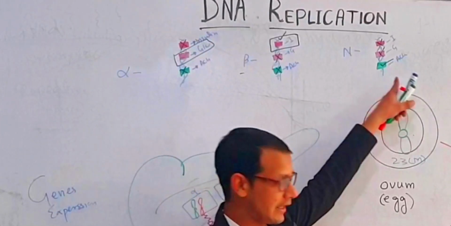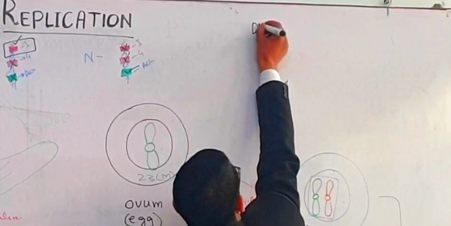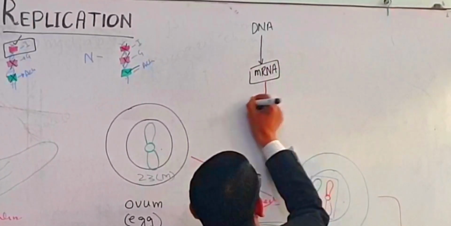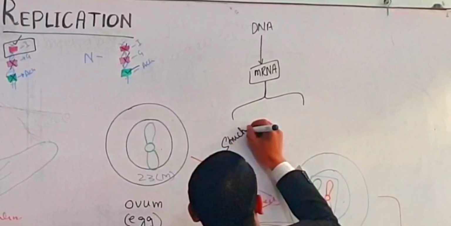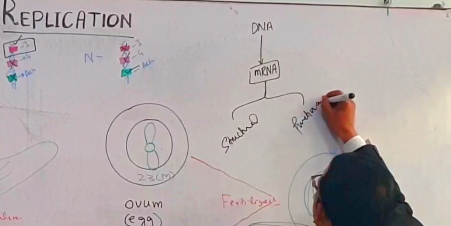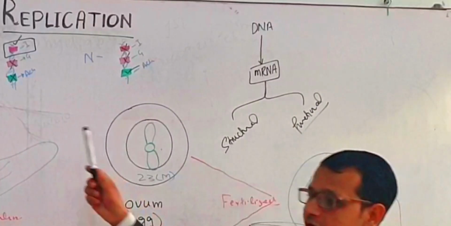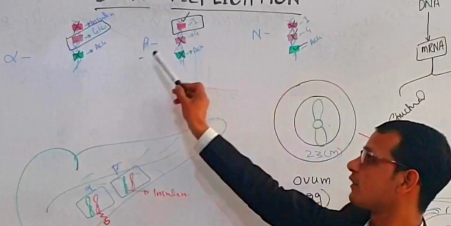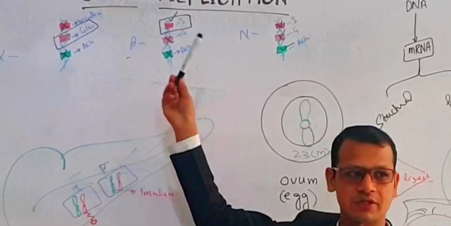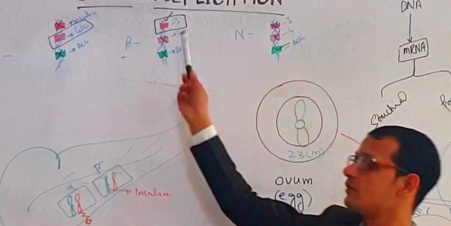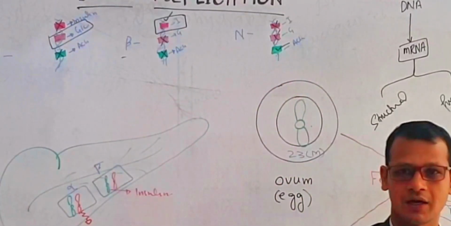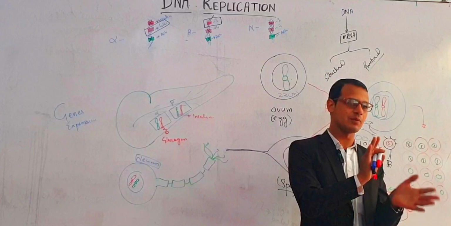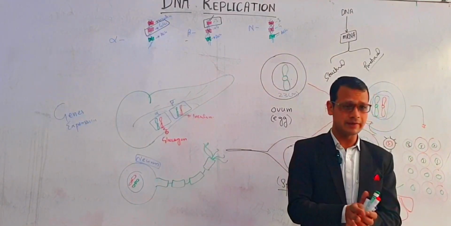Right? Because I have already told you that DNA after transcription forms messenger RNA, and messenger RNA forms structural and functional proteins. In the alpha cell, the structural and functional proteins formed by this messenger RNA and DNA are different from beta cells. And the structural and functional proteins formed in neurons are different from both alpha and beta cells. That's why our cells are different in structure and function in the body. But all the cells have the same DNA. All the cells have the same chromosomes. Right? Understand?